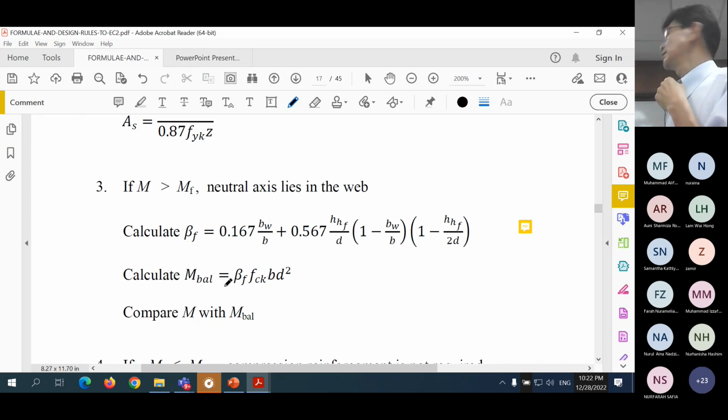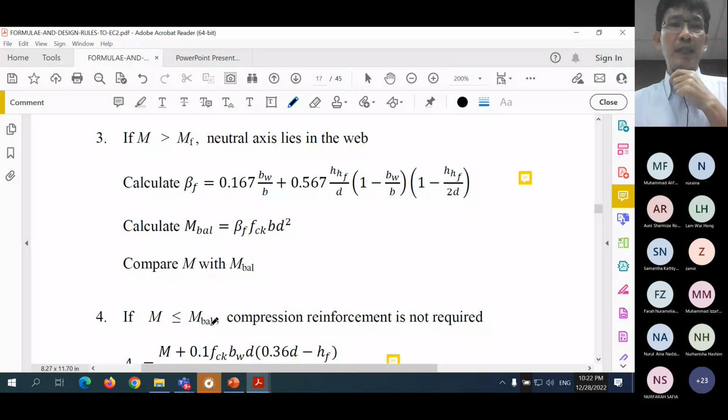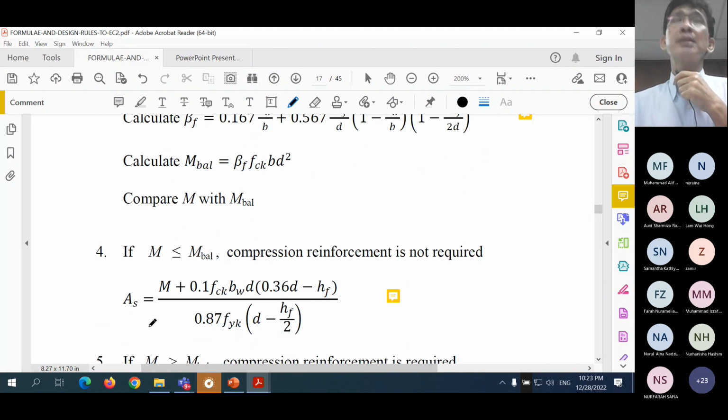Okay. What is this comparison for? If M is less than M balance, then this is singly reinforced, no compression reinforcement is required. So when the neutral axis lies in the web, you need to calculate M balance, then compare with the design bending moment. If your design bending moment is less than M balance, then only tension reinforcement is required. Compression reinforcement is not required. Then AS, tension reinforcement area, is calculated using these equations. Okay?